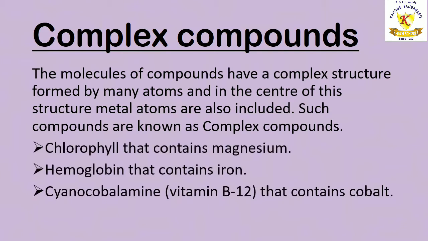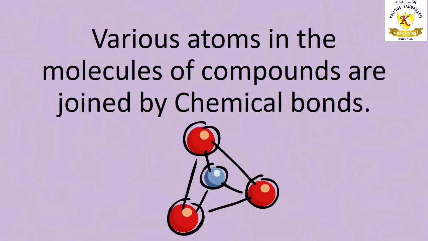Now, examples are chlorophyll that contains magnesium, hemoglobin that contains iron, cyanocobalamin that contains cobalt. Cyanocobalamin is vitamin B12. Now, these were the complex compounds.